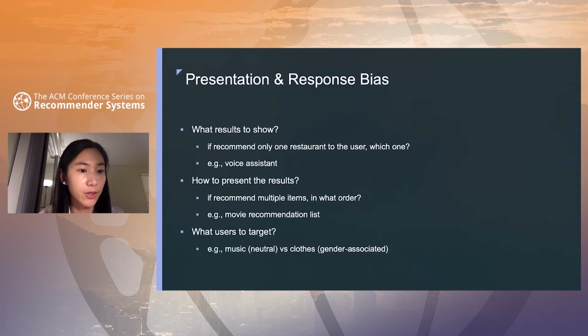And the third question is what users should we target? Here, an example would be that in music recommendation, it probably doesn't matter whether we are recommending the same song to a male audience or female audience. But in the case of clothes recommendation, it's probably a better strategy to recommend women's clothes designers' clothes to the female users.